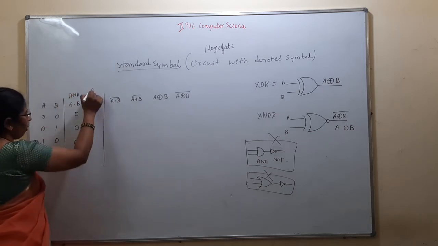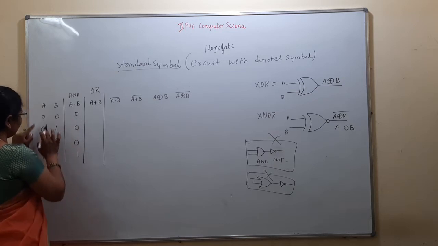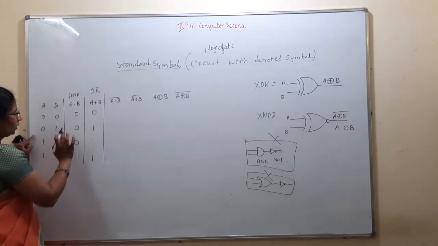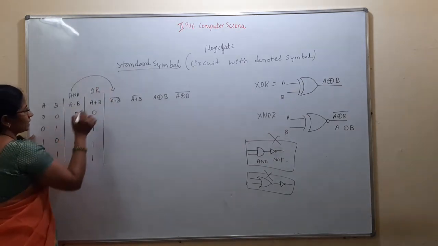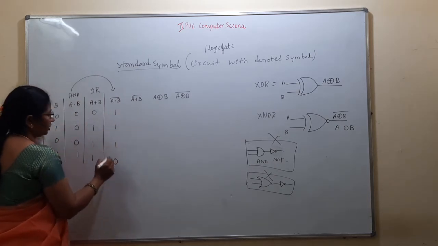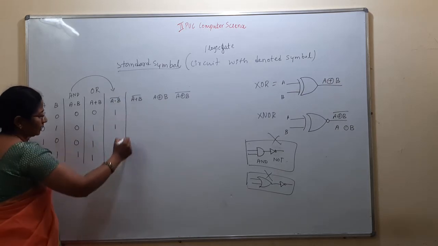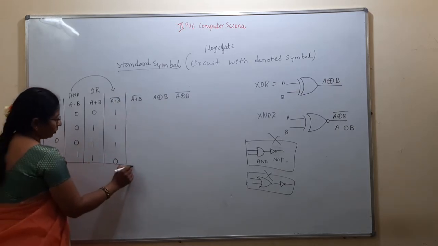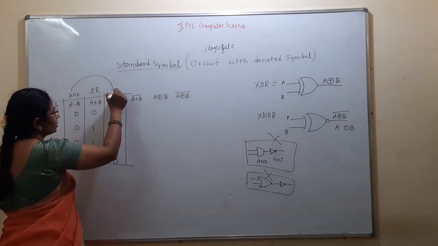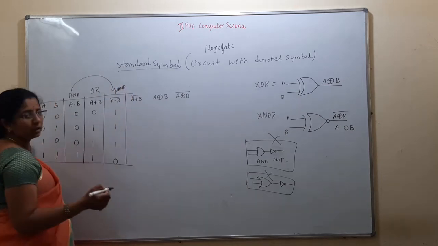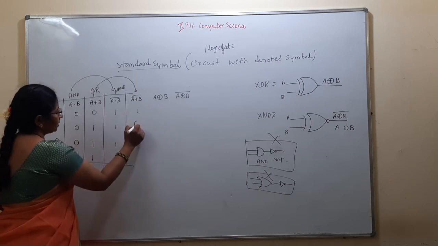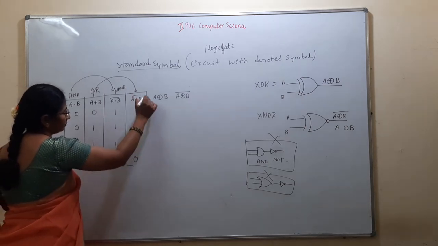Then what about OR? Only when both are 0, 0, the result is 0, otherwise it is true. Opposite of this, complement it. The result of AND, complement it: 1, 1, 1, 0. Once they ask the question, students please remember, if they give the output and tell you to find which kind of circuit will give the particular output. Then OR complemented result: 1, 0, 0, 0.